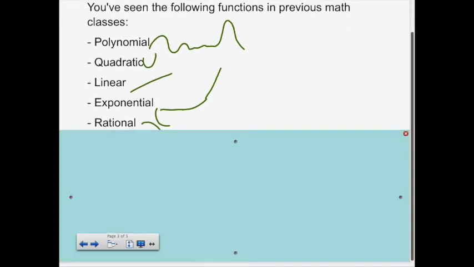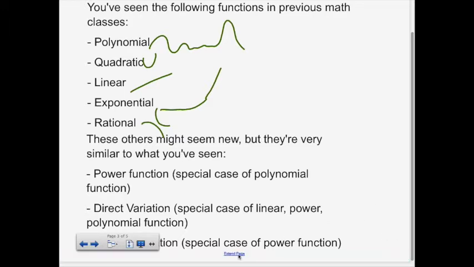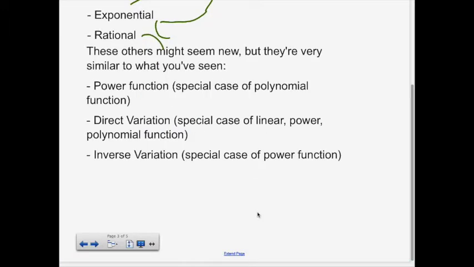Now, the ones that you may not have seen before, for whatever reason, are these. Power functions are just special cases of polynomial functions. Instead of having a bunch of terms, you just have a monomial. Direct variation is a special case of linear, power, and polynomial functions, and all it means is as the x goes up, the y goes up accordingly. Inverse variation is a special case of the power function where the opposite happens. As x goes up, y goes down.